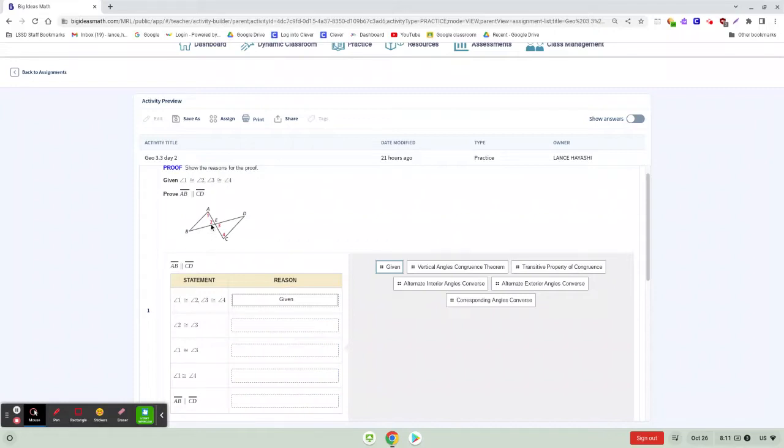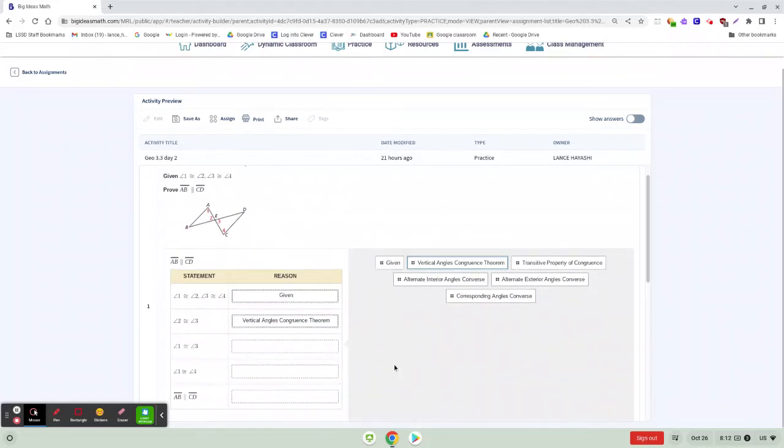You probably need to take a look at the diagram in order to figure out the reason. If you look at angle 2 and angle 3, they're across from each other in the two triangles, so they're vertical angles. Therefore, they're congruent by the vertical angles congruence theorem. So reason number 2 should be the vertical angles congruence theorem.